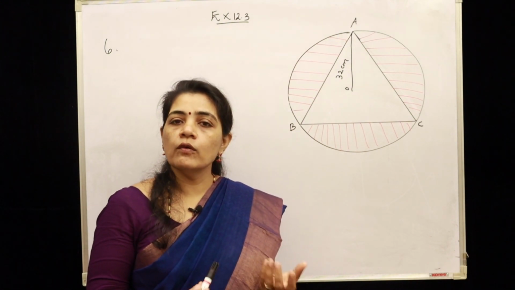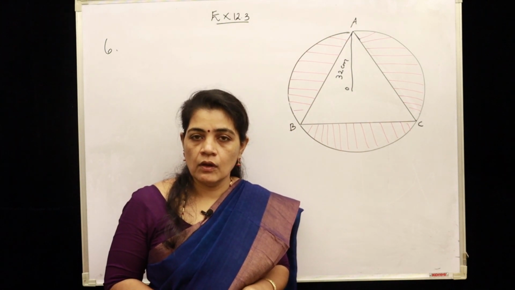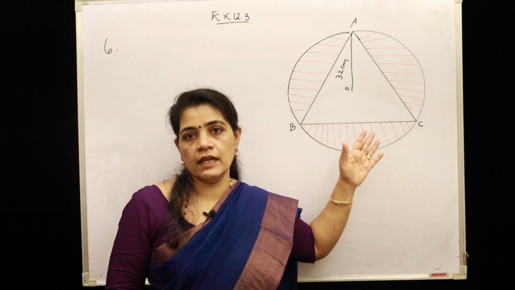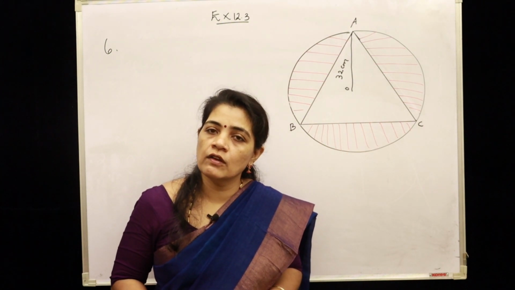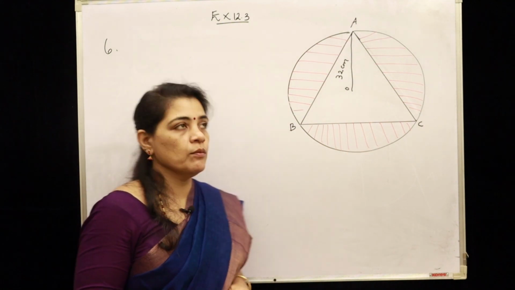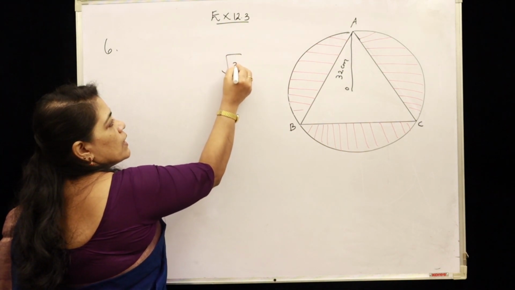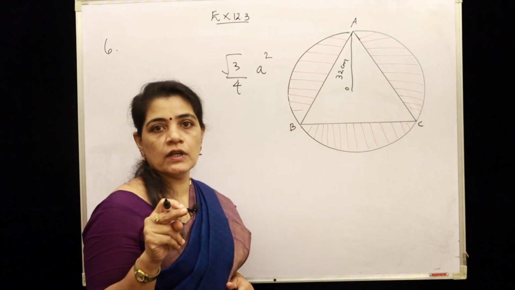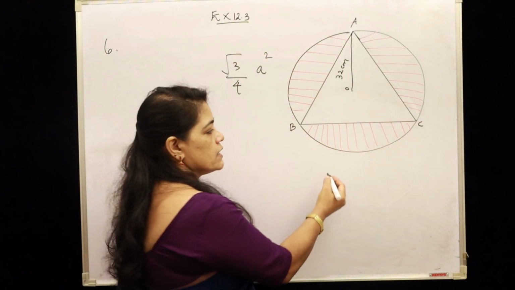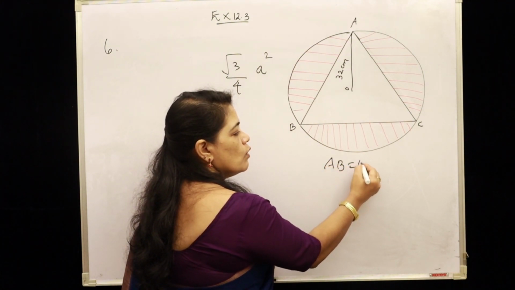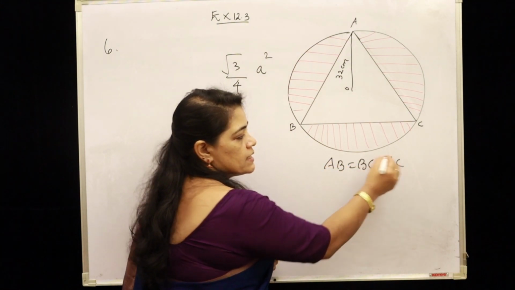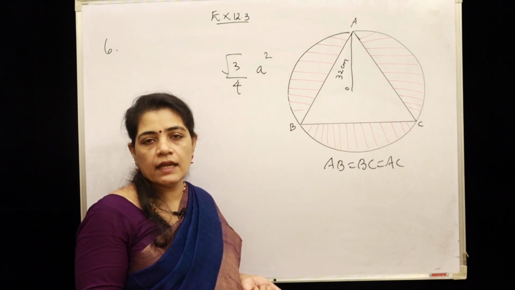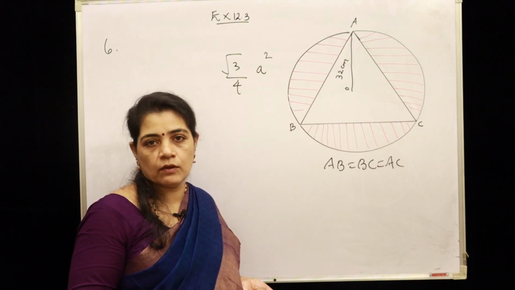So how can that equation be formed? It is very clear: you have to subtract the equilateral triangle's area. What is the area of the equilateral triangle? It is root 3 by 4 a square, where a is the side of the equilateral triangle. Being equilateral, we can write AB equals BC equals AC, that means all three sides are equal, and its area is root 3 by 4 a square.